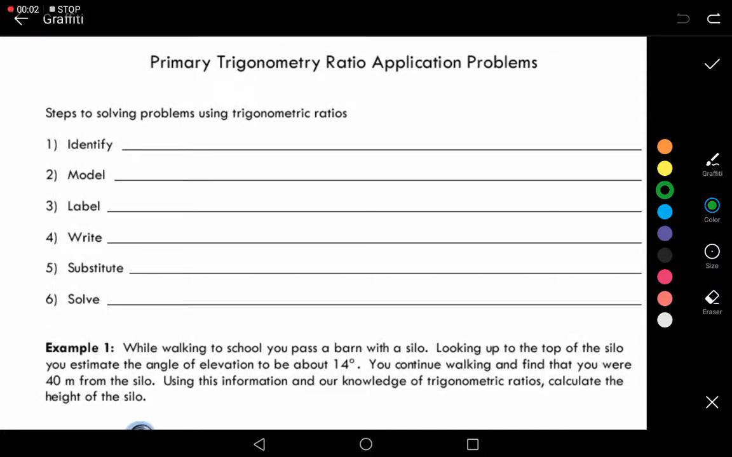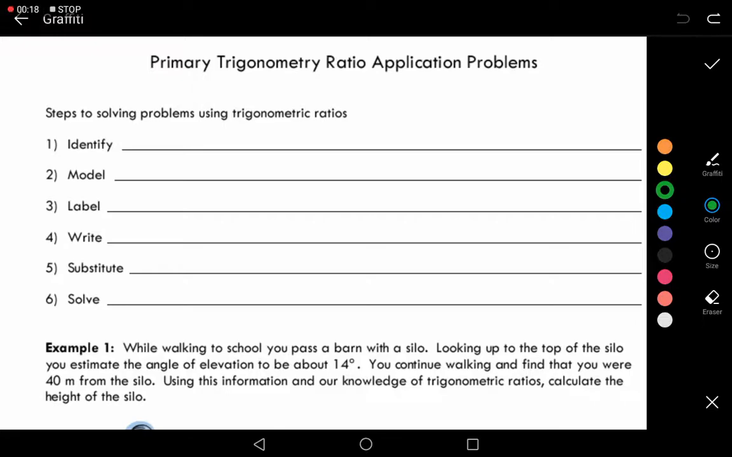This is the third lesson on trig ratios. Specifically, we are going to be talking about application problems. So the first thing we're going to lay out here are some steps to solving problems using trigonometric ratios.